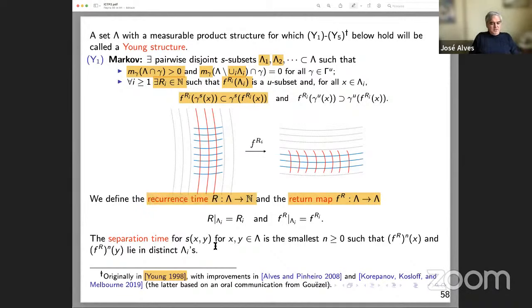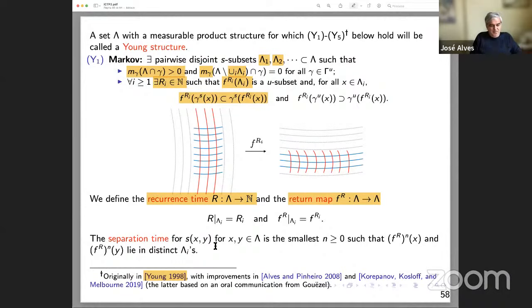And similarly to what we have done in the case of Gibbs-Markov maps, we can introduce a separation time. It is the smallest n for which the two points lie in distinct elements of this partition. So I will refer to this as a partition. This is the standard definition that we used before. So we can use separation time.